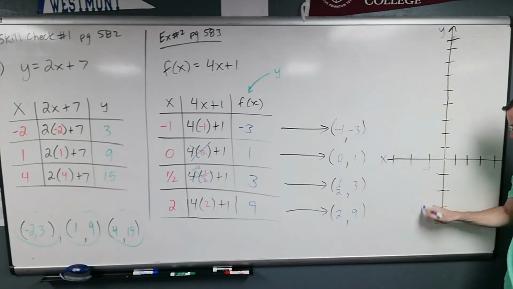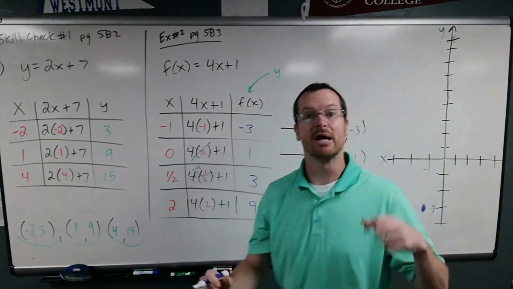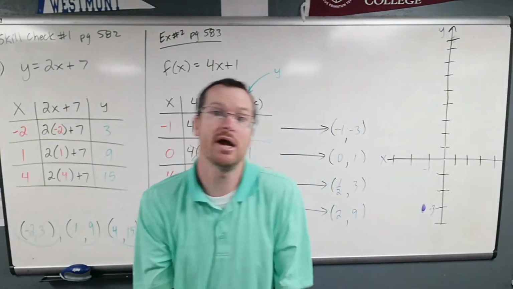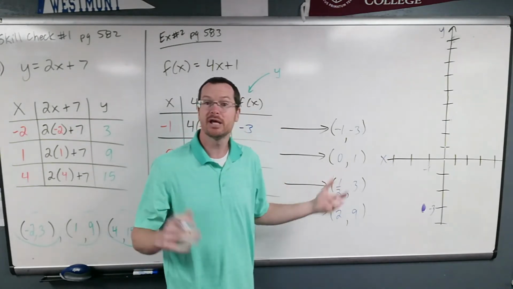I put a big old fatty dot. Okay? Next, (0, 1). So my x coordinate, my input, was a 0. My y coordinate that comes out was a 1. So if I plug in a 0, I get out a 1. We'll put that on the coordinate plane.